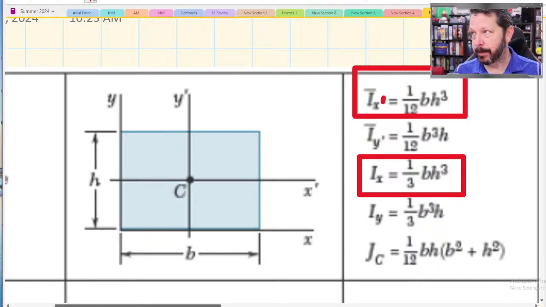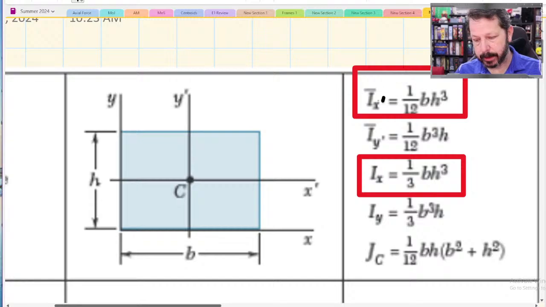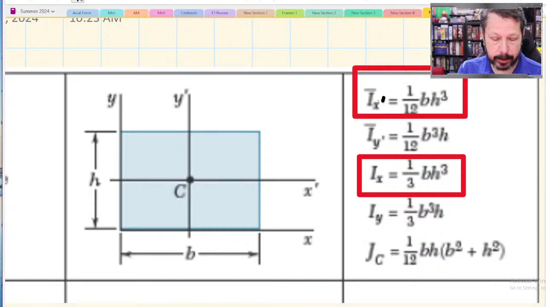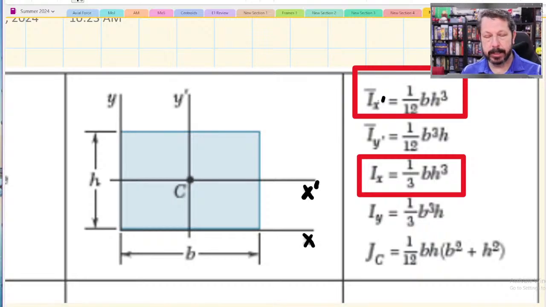I just wrote on top of it in red. The top equation, the one in the top box, has that prime. The one in the bottom box doesn't have that prime. And if we look at our picture, I've got x prime here, but I've just got plain old x here. So these are two different axes. Until you've done this a while and you know what you're dealing with, you need to use the prime equations.